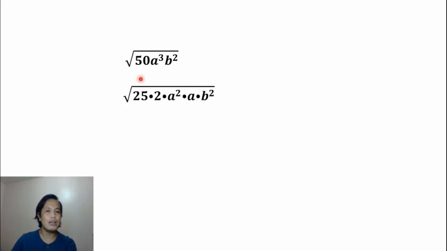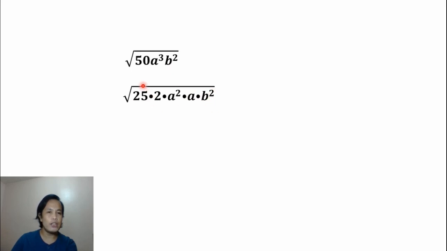Okay, another example. We are given the square root of 50a cubed b squared. The same concept: we factor out 50 and a cubed, with no problem with b squared since it is already a perfect square. So we factor 50 by writing 25 times 2, which is 50, and a cubed can be written as a squared times a, and we just copy b squared.